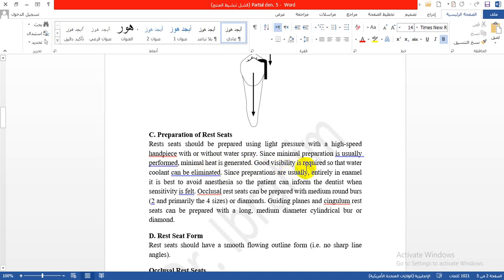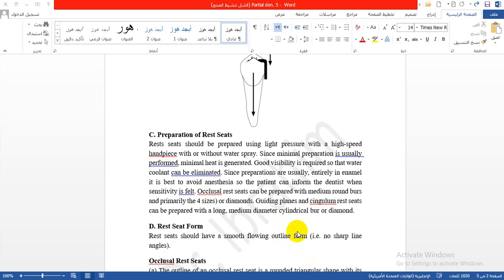Good visibility is required so that water coolant can be eliminated. Since preparations are usually entirely in enamel, it is best to avoid anesthesia so the patient can inform the dentist when sensitivity is felt. So we try not to give anesthesia, so that the patient tells the dentist when pain begins.